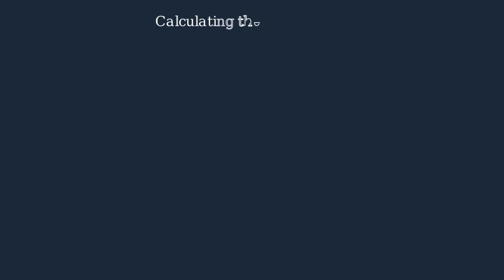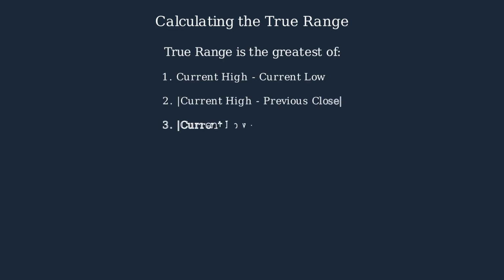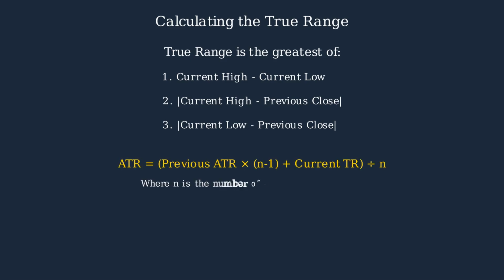To understand ATR, we first need to calculate the true range. The true range is the greatest of three measurements: current high minus current low, the absolute difference between current high and previous close, or the absolute difference between current low and previous close. The ATR is then calculated as a smoothed moving average of the true range values, typically over 14 periods.